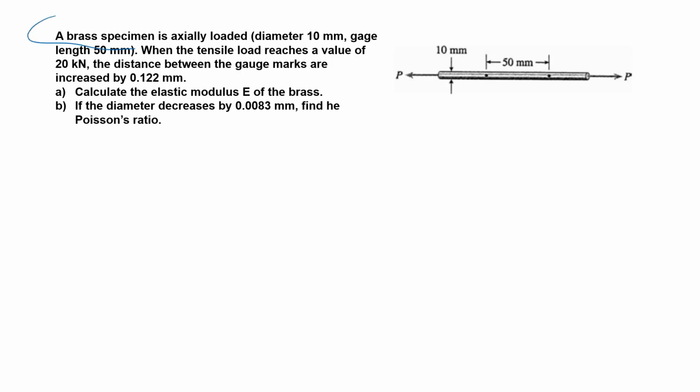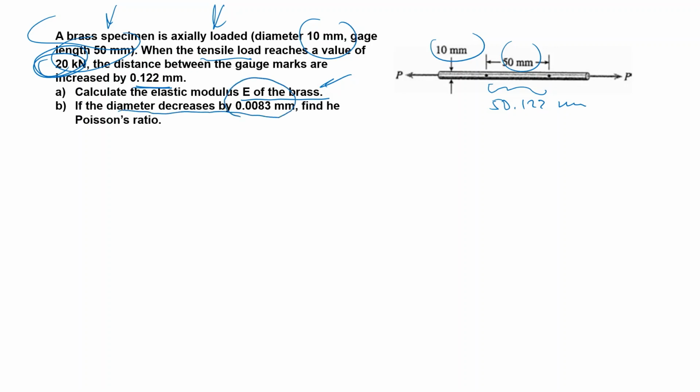A brass specimen in a tensile test is actually loaded. Diameter 10 millimeter, gauge length where we do our measurements is 50 millimeter. When the tensile load reaches a value of 20 kilonewton, the distance between the gauge marks is increased by 0.122, so it becomes that much. Calculate the elastic modulus of the brass, and if the diameter decreases by 0.0083, find the Poisson's ratio.